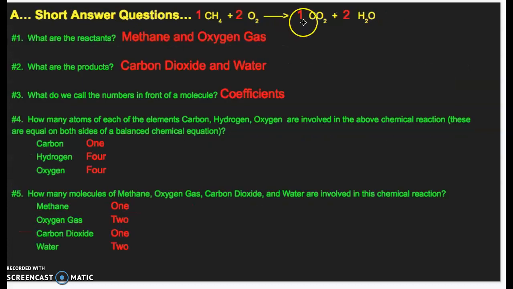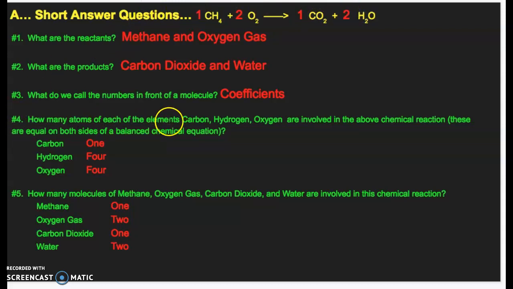Now the short answer questions. On here, the first question is always going to ask for each one of your questions. There's going to be 5 short answers. What are the reactants? The reactants are methane and oxygen gas. What are the products? Carbon dioxide and water. Simple stuff. What do we call the numbers in front of the molecules? They are called coefficients. We covered it already.